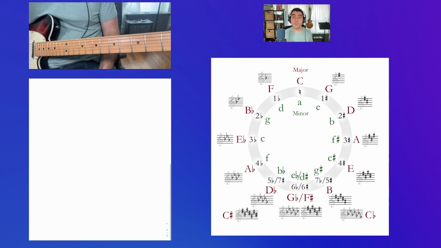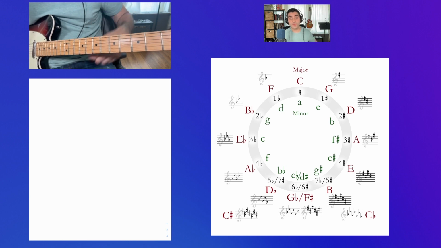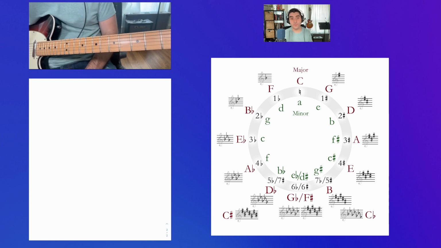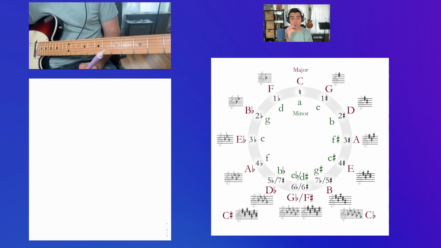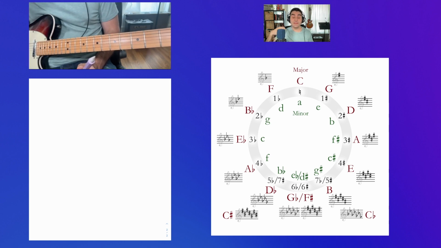So let's talk about key signatures for a second. So if you notice all around that circle of fifths diagram there's these little music staffs that have a treble clef, and then they also have either a bunch of flats on the staff or a bunch of sharps. So those are called key signatures.